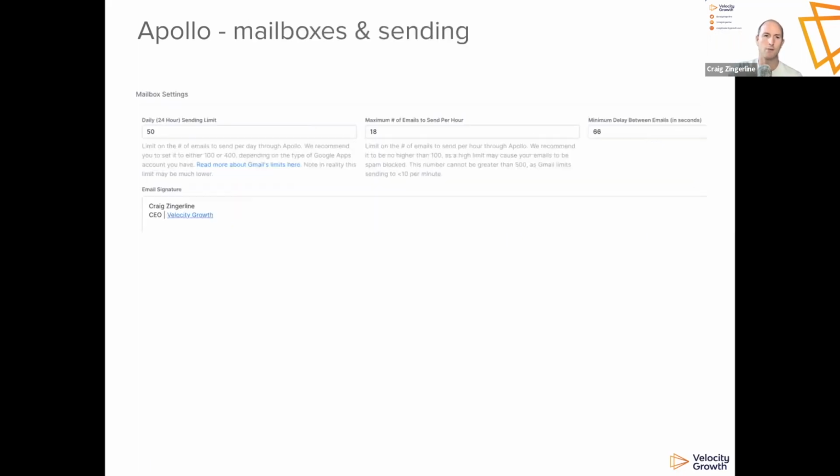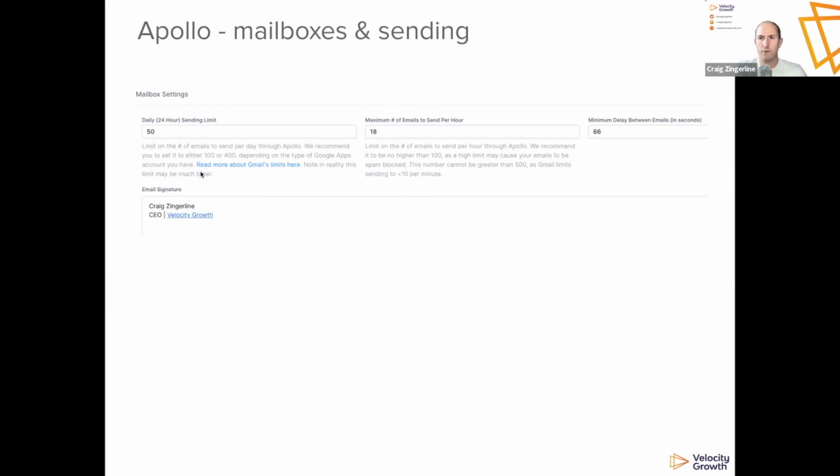But what I'm doing is I'm setting some pretty specific limits on how much Apollo is going to send on a daily basis. And this has gone up over time as I've used warm up inbox to enable me to send more emails. But at the start, I would only send a maximum of 50 emails in any 24-hour period.